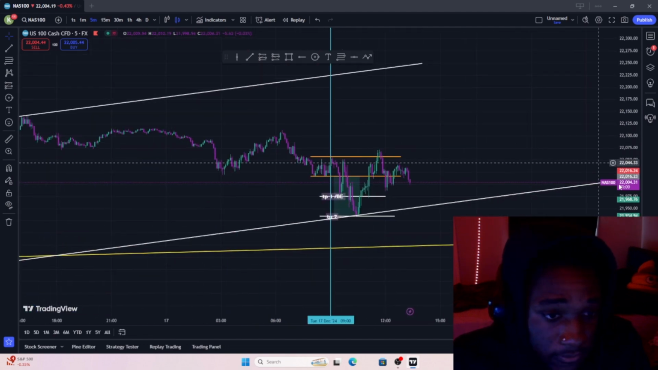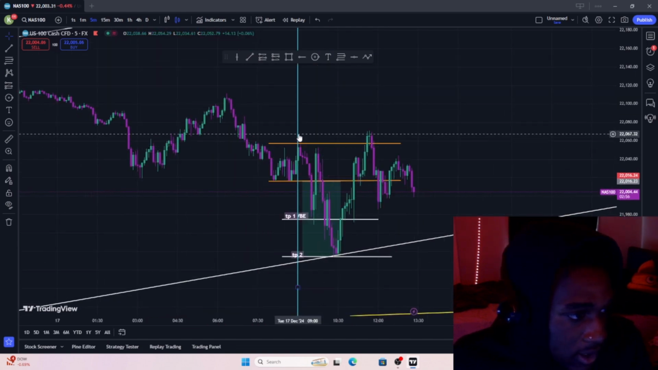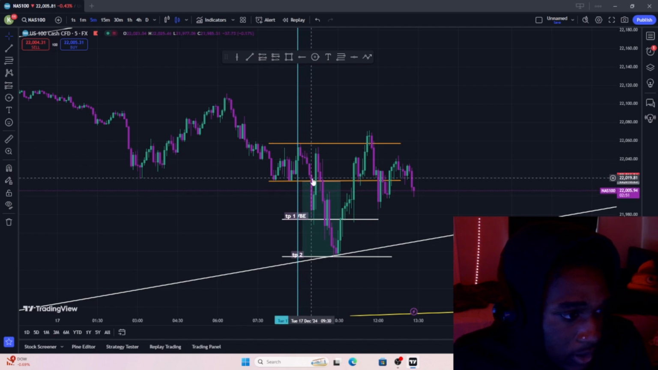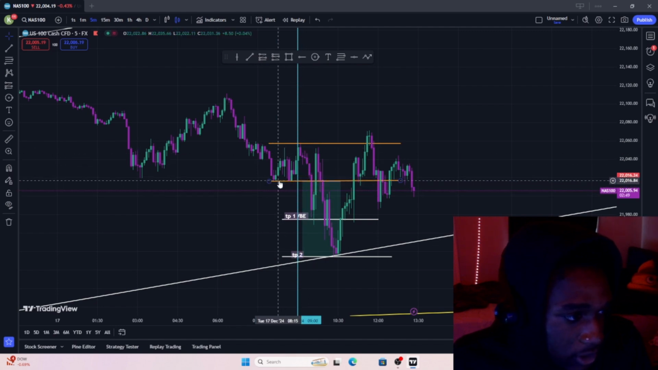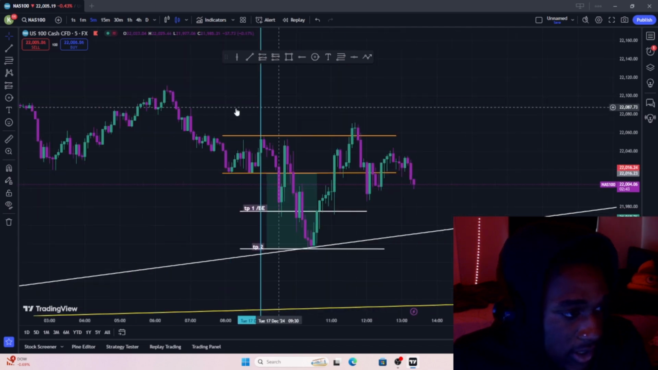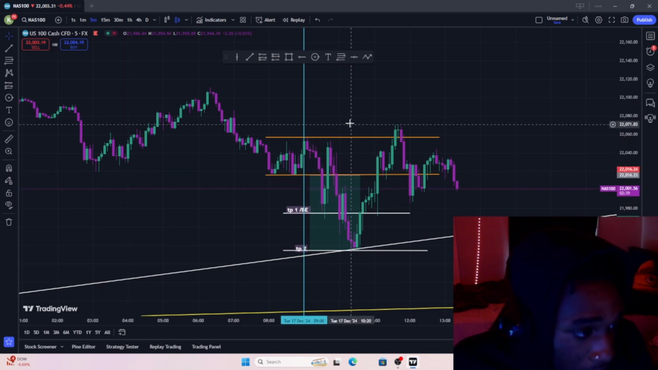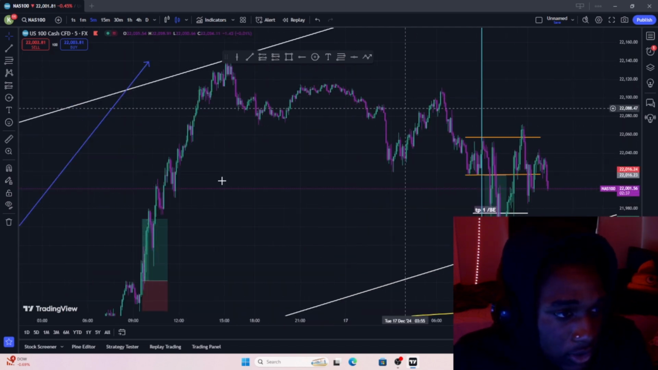Now, all I did was I marked my resistance zone right here. As you guys can see, we came into the market at 9 a.m. Price created resistance, and then it bounced back down to create a support. Price already created support right here, and price created resistance right here. So we have resistance, we have support. Now, all I wanted to see was a breakout to the downside at 9:30 a.m. Why? Because we are already trending in a downtrend.